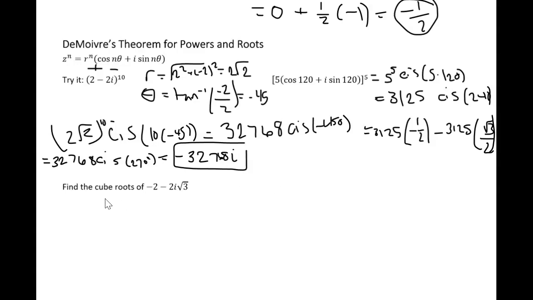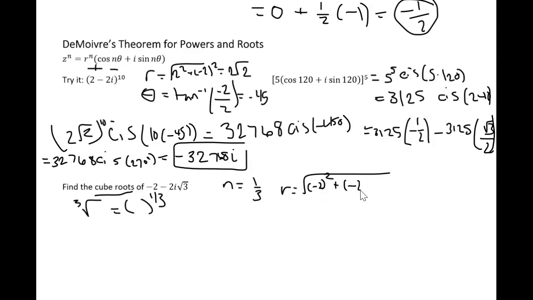For the last example, cube roots look like this. And we learned in algebra that that's the same as saying the 1/3 power. So this is the same question, except n is equal to 1/3. Let's find r, which is negative 2 squared plus negative 2 rad 3 squared. And so what I'm doing is I'm typing this in my calculator without the square root over the top, just to see what the inside, oh, it's a perfect square. So it's a square root of 16, which means the magnitude is just 4.